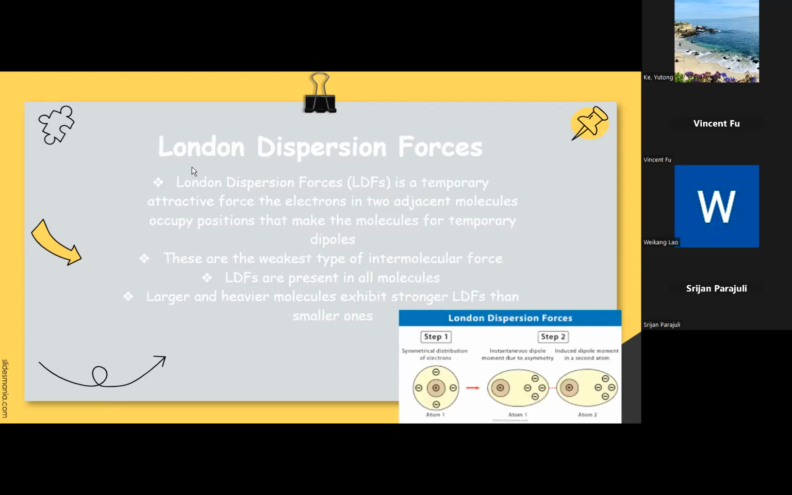Okay, so for our first intermolecular force, we have London dispersion forces. They're a temporary attractive force, which happens when the electrons in two adjacent molecules occupy positions that make the molecules temporary dipoles. It's the weakest type of intermolecular force. They're also present in all molecules, and larger and heavier molecules exhibit stronger LDFs than smaller ones. And you can see it in the bottom right corner.